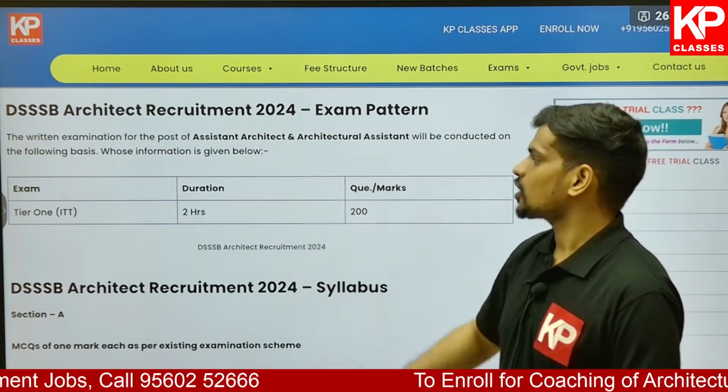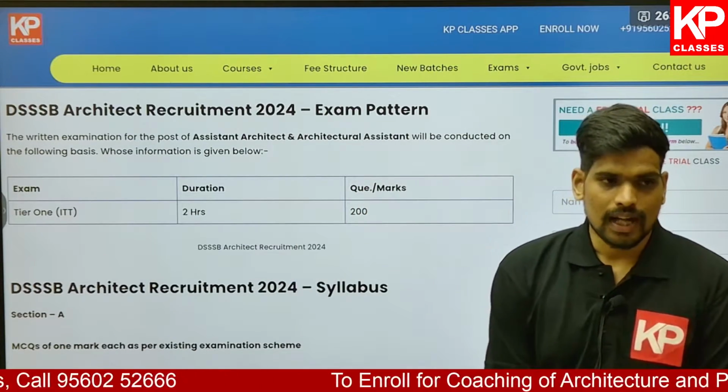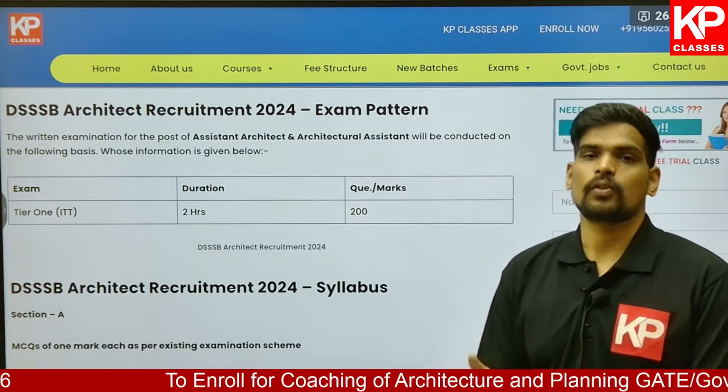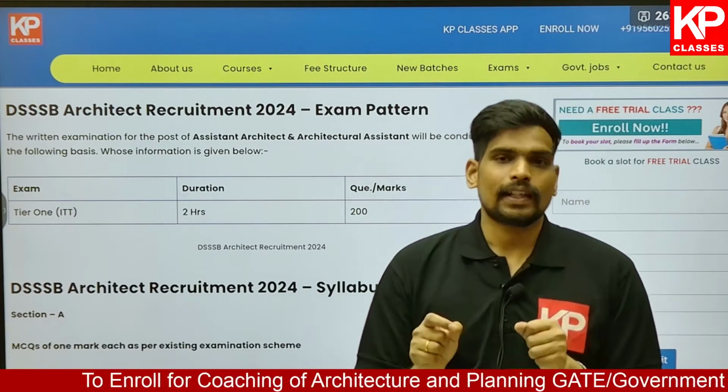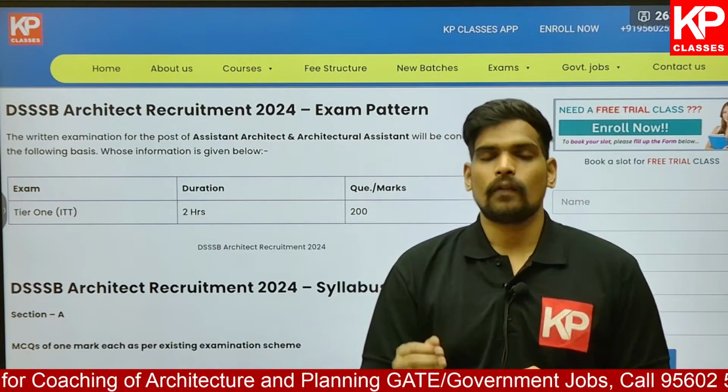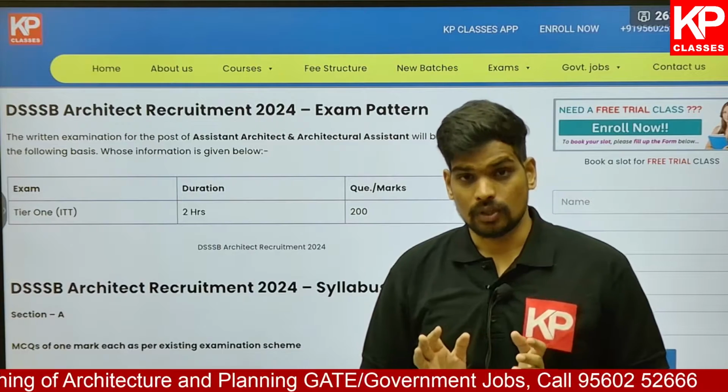So the exam structure now: it will be a 2-hour examination, that is a 120-minute examination, with a total of 200 questions with a weightage of 200 marks, and there will be negative marking in the examination. For every incorrect answer, 0.25 of negative marking has been mentioned in the official notification.